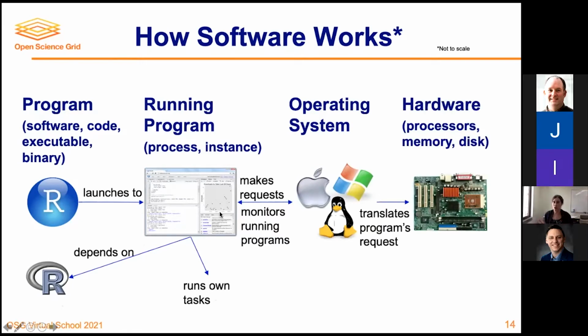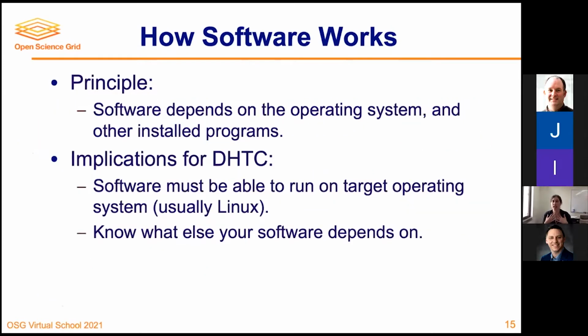So if this is how software actually runs and works, that has some implications for us for making it portable. Software depends on the operating system it was compiled to use and potentially other installed programs. So if we're running on a system like the OSG, our programs need to be compatible with the target operating system, which is usually Linux, and we have to bring along other dependencies. So that's just an extension of that first principle. Those are some of the files we need to bring with us.